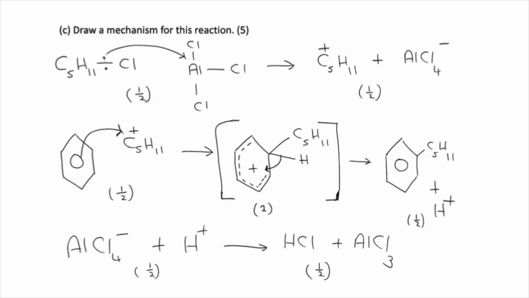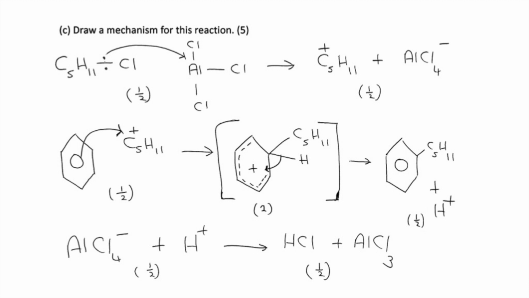So for question 1c, you've been asked to draw the mechanism for this reaction. So first thing I'm going to write down is C5H11Cl, and the bond between the alkyl group and the chlorine is going to break, and a pair of electrons is going to move towards the aluminium chloride, and I've shown this with a double-headed arrow.